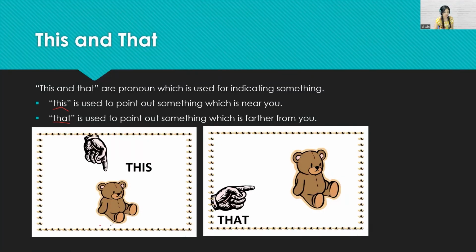So look at the first picture. The teddy bear is very close to you, very near you, and we can say this. What is this? So we can say it is a teddy bear or this is a teddy bear. We can say both. So look at the next one.